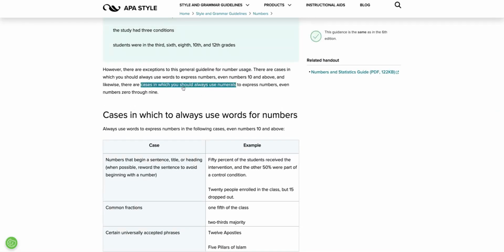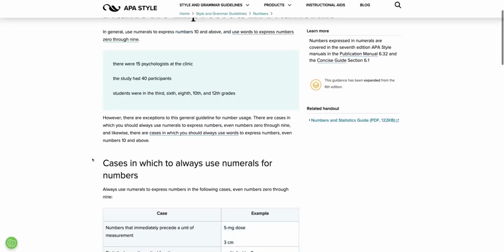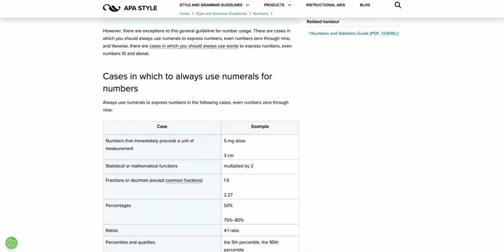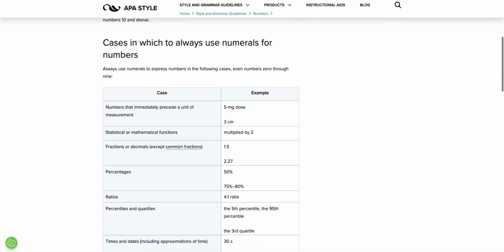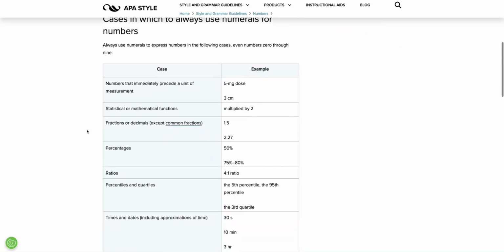So let's look at cases when you should always use numerals. Certain cases you always use words we just talked about. So cases that you should always use numerals. If you're talking about a unit of measure and the number immediately precedes that unit of measure, you wouldn't spell out a 5 milligram dose. You would just simply put the number 5, or 3 centimeters or 3 inches. A case I can think of that might be relevant would be 3 units or 5 units. You would write the numeral.